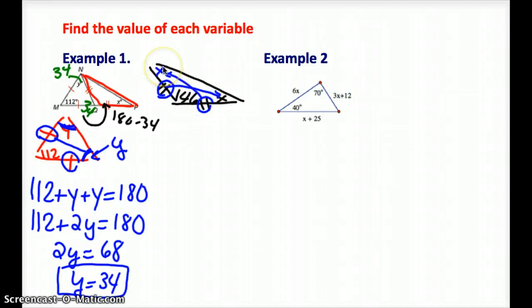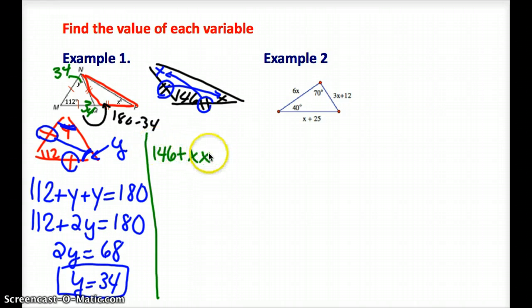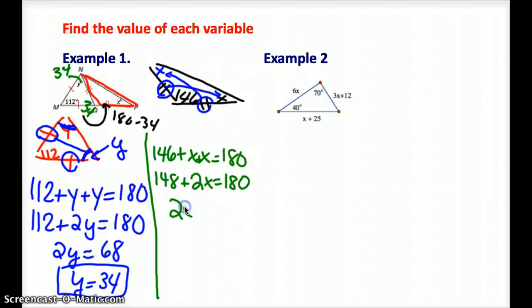So this is x. So once again, I'm going to use my 180 degrees to add them up. 146 plus x plus x equals 180. 146 plus 2x is 180. 2x equals 34. And then divide by 2, x is 17.